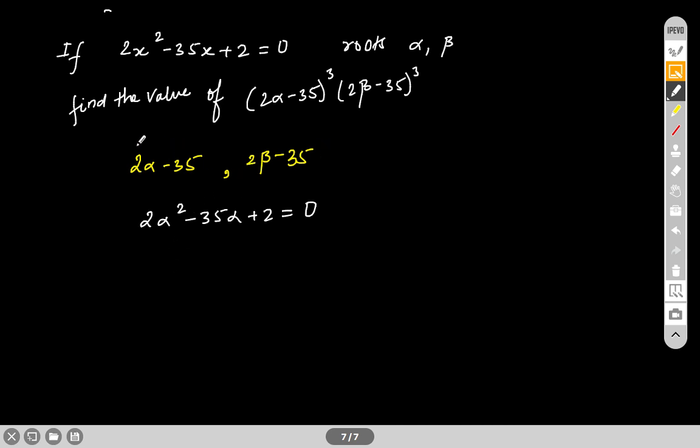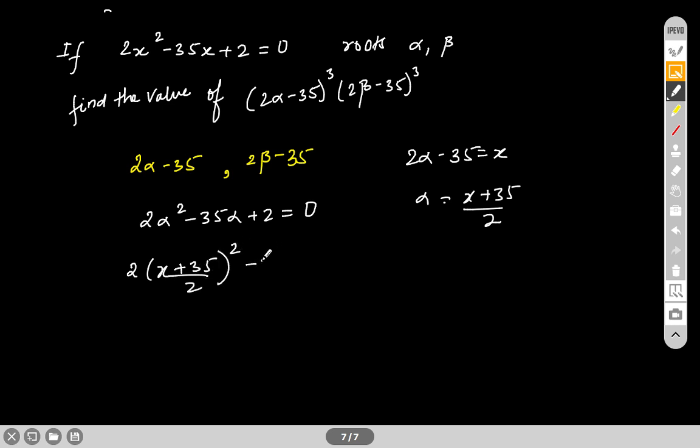Yes. Now, put this as x. Yeah, I did that. Alpha is x plus 35 by 2. Put it back over here. So it becomes 2 times (x plus 35 by 2) square minus 35 times (x plus 35 by 2) plus 2 equal to 0. I got that equation, and I found out the value of alpha also.